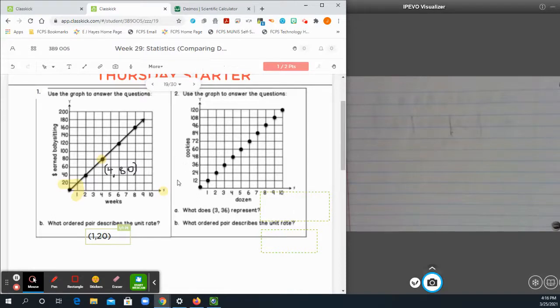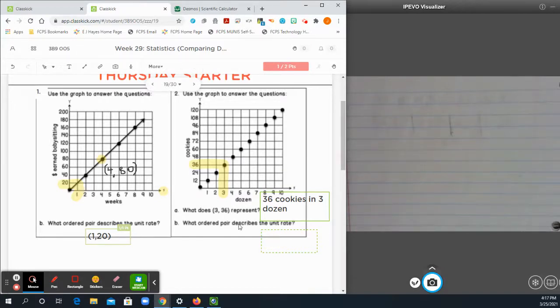All right, same kind of style of question over here. What does 3, 36 mean? So I'm going to highlight it again. I'm going to go up from 3 because 3 is the x, and you start on the bottom here. 3, 36. What does that mean? Well, 3 means dozen and 36 means cookies. That means that there are 36 cookies in 3 dozen. And we knew that because we know there's 12 cookies in a dozen. But that's what this graph means.